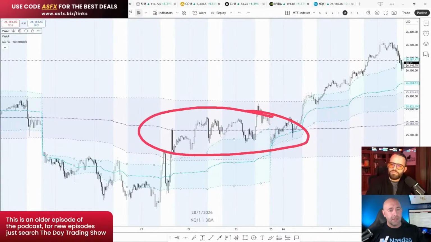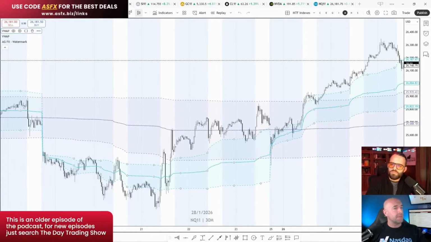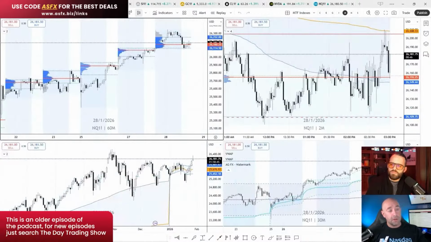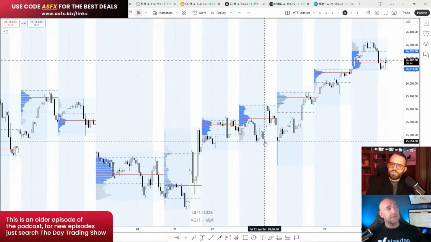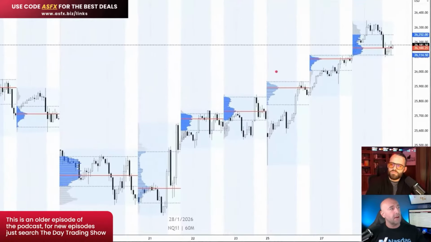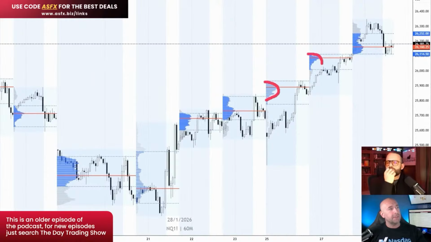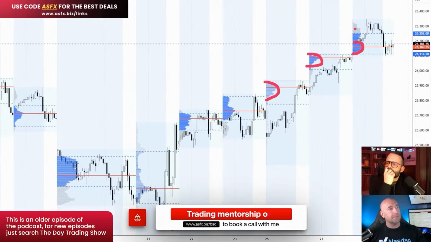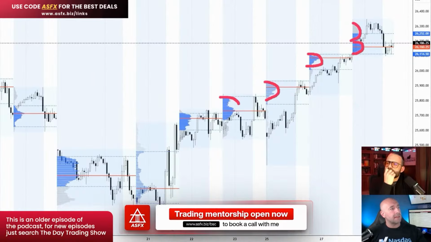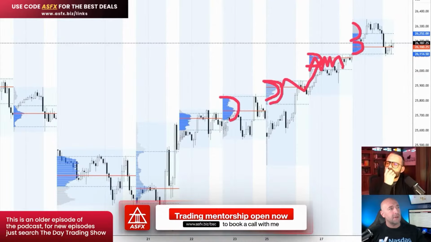But this is a higher time frame. There's a 30-minute chart. And then the volume profile we use as well, not just the VWAP. These are value areas that have been built by the level of volume. So we expect this is value, price discovery, value, price discovery, value.